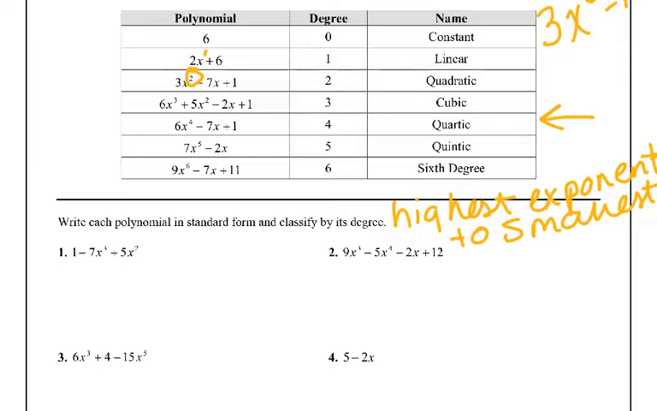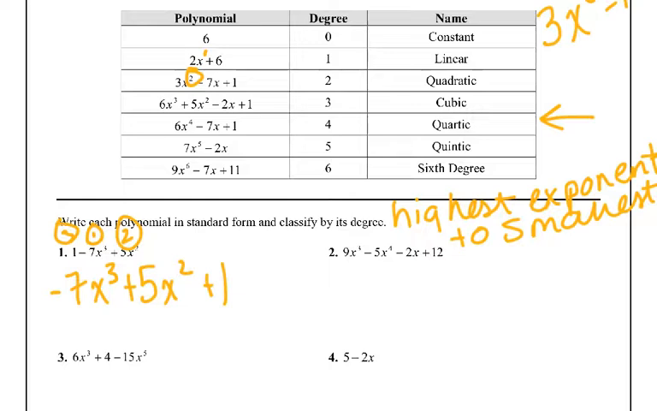So looking at this one, you have 1 minus 7x cubed plus 5x squared. So just writing over top, my 7x cubed would come first because it's the highest degree. 5x squared needs to come second, followed by the 1. And you take the sign with the number. So you have negative 7x cubed plus 5x squared plus 1. So that's writing it in standard form.